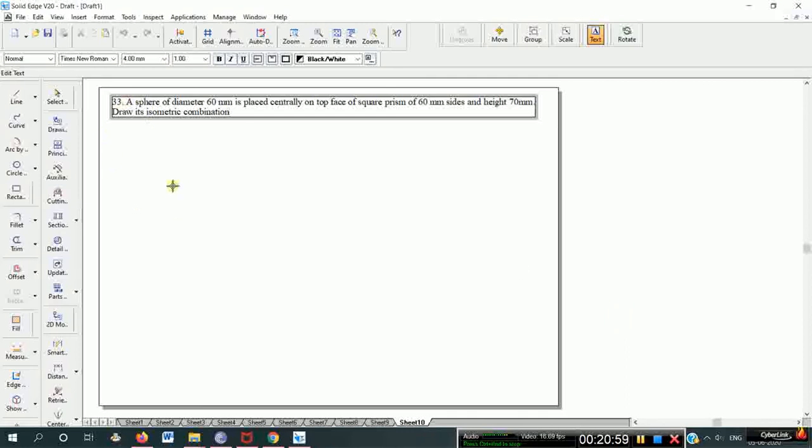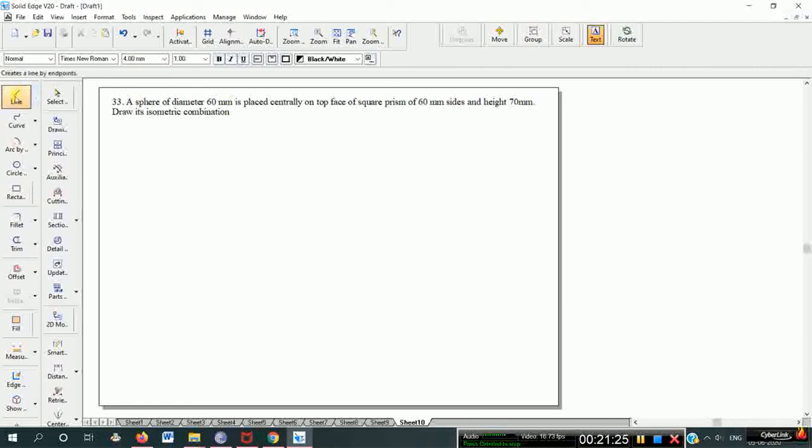So there is one more problem: a sphere of diameter 60 mm is placed centrally on the top face of a square prism of 60 mm base sides and height 70 mm. Draw its isometric projection. Here there are two solids, a sphere and a prism. The prism is at the bottom and the sphere is on the top. So first construct the square based prism. This problem is in the solution book, number 33.